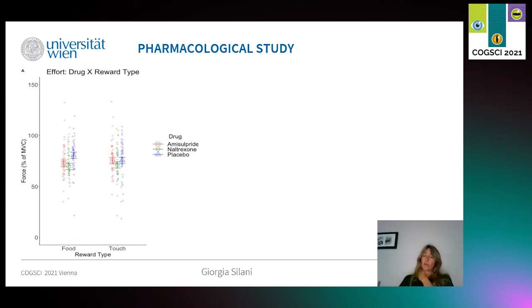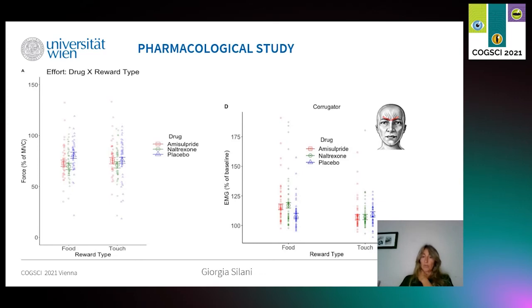This reduction of effort was nicely mirrored by corrugator activity during anticipation, in that for the amisulpiride and naltrexone groups, we observe increased corrugator activity for food rewards compared to placebo and also compared to the touch condition. Increased corrugator activity is usually associated with increased dysphoria. So this reduced effort seems to be mirrored by an increased dysphoria in facial expression.